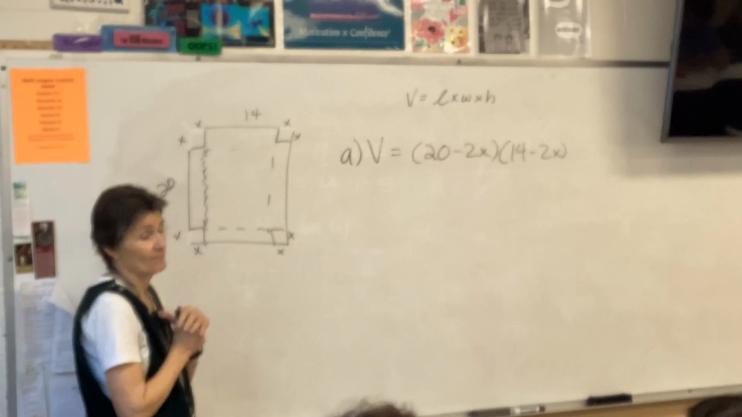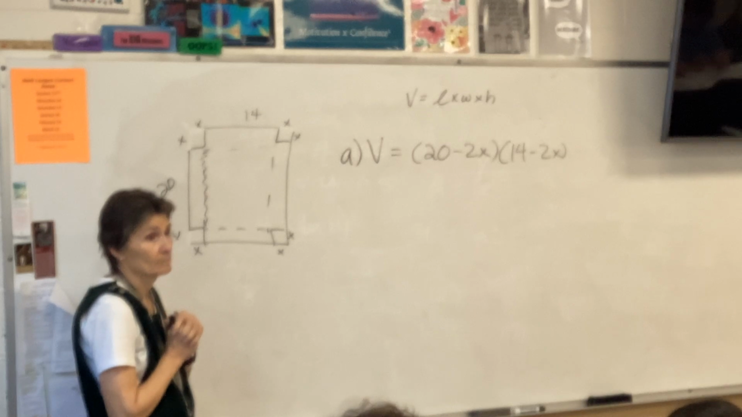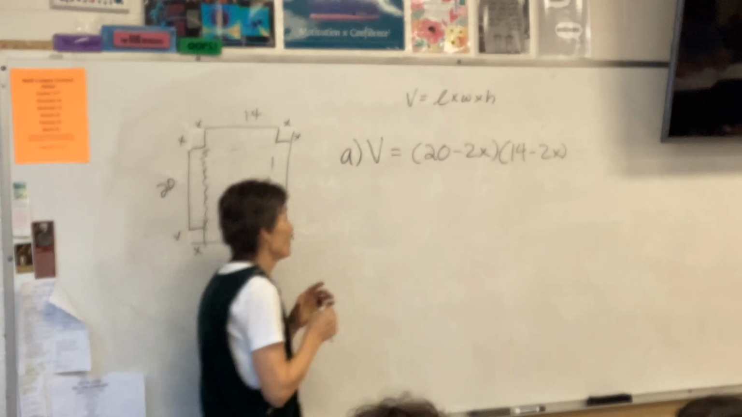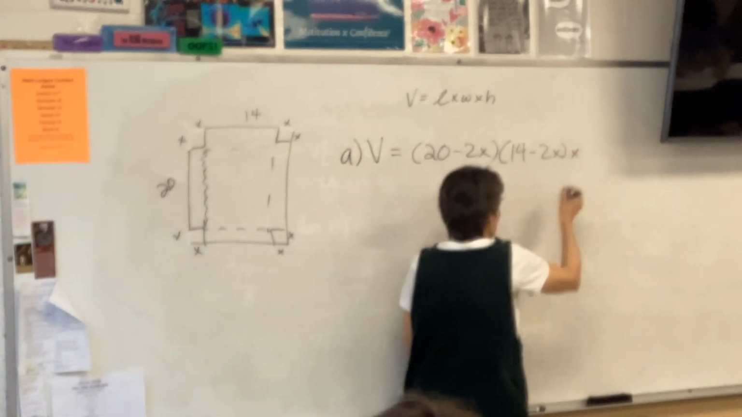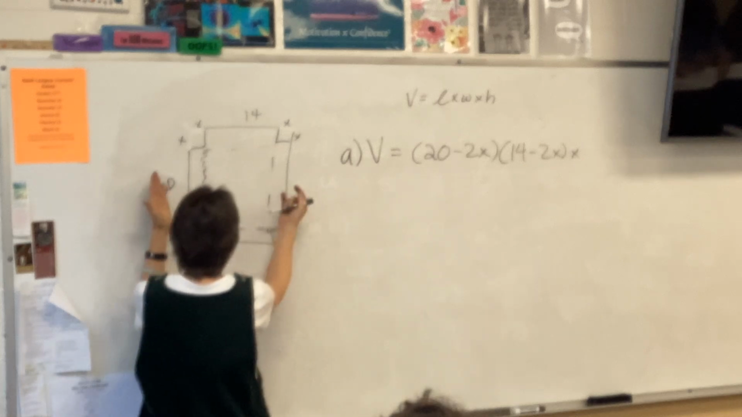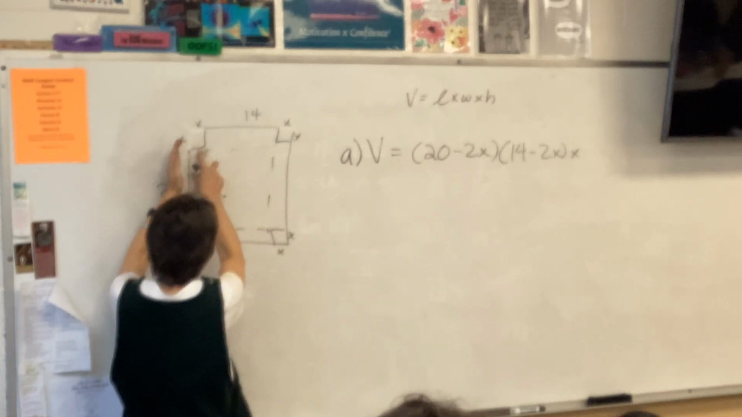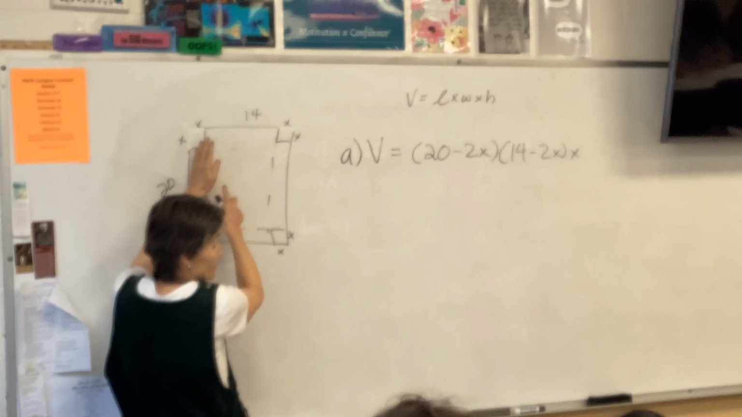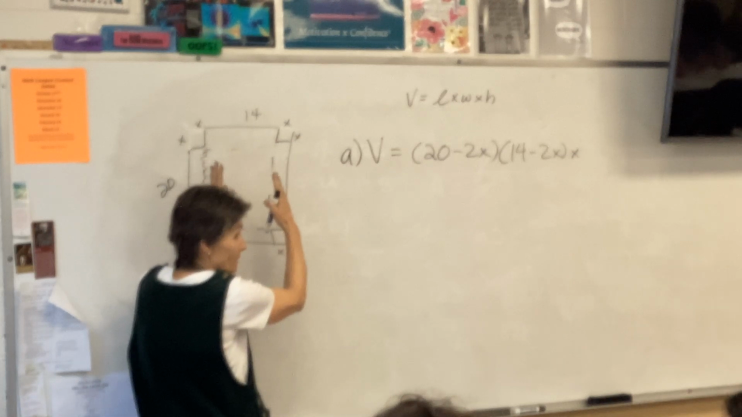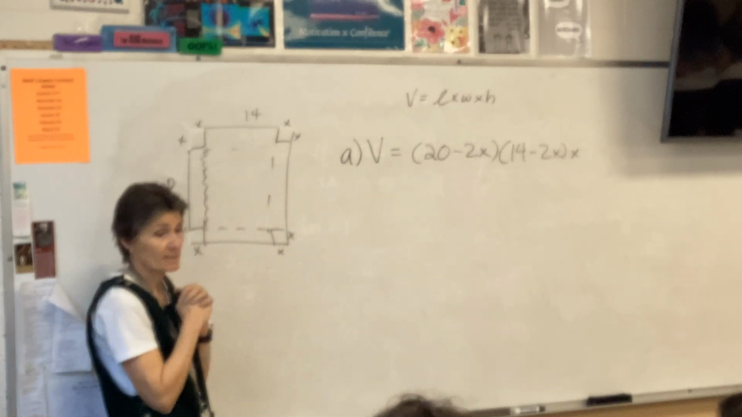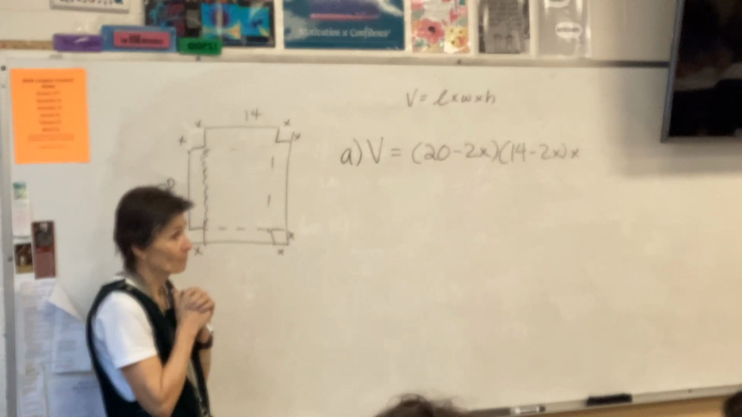What's the height of this box? I heard somebody say it. It's X. The height of the box is X because, guys, when you fold up these flaps, isn't this height here going to be X? Isn't that how tall those flaps are going to be? So that's your volume. That's the volume of the box.